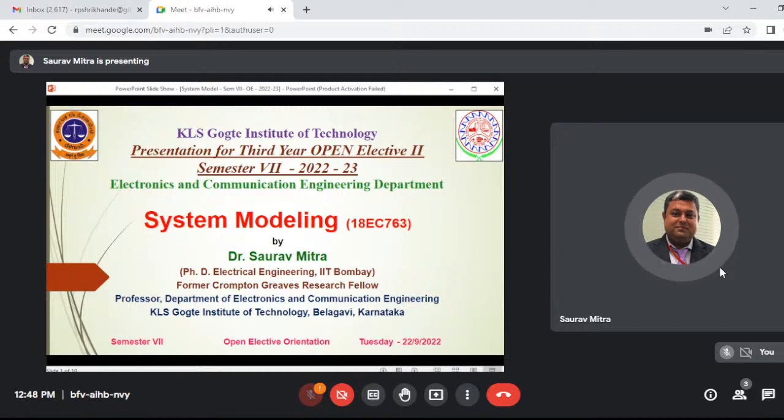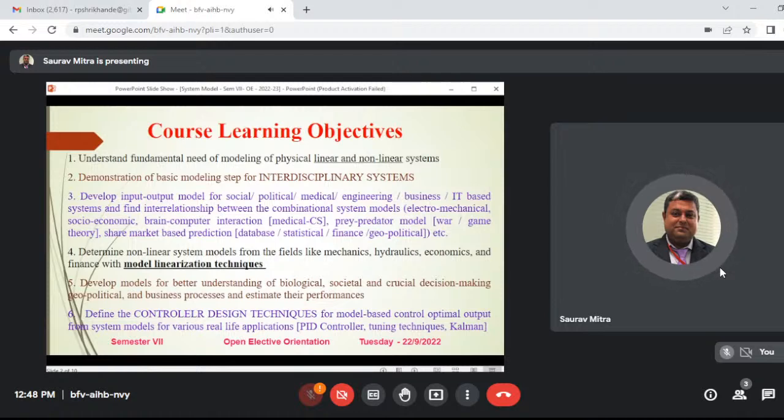Here is the semester 7 open elective for 2022-23. This course is being offered by the Department of EC for all students other than EC students. I'll first give you a brief of the learning objectives of this course. Like other courses, this course has 5 modules and 5 course learning objectives.